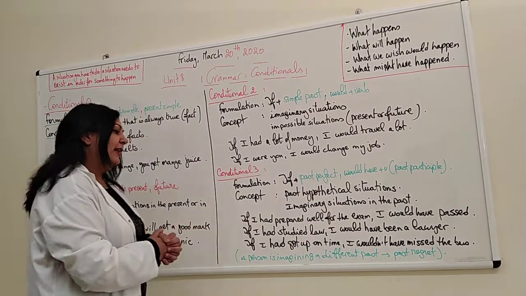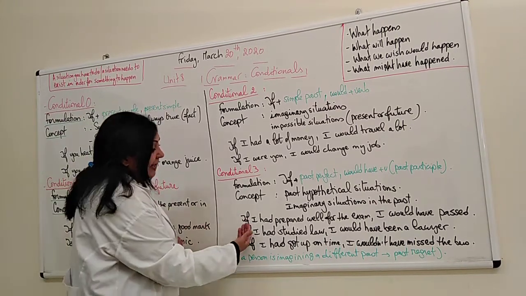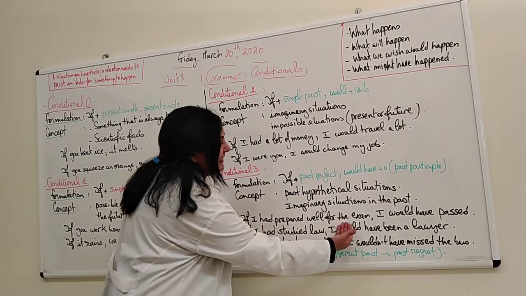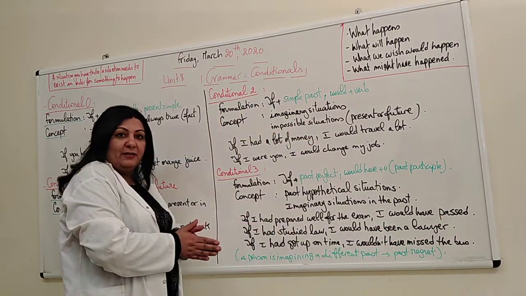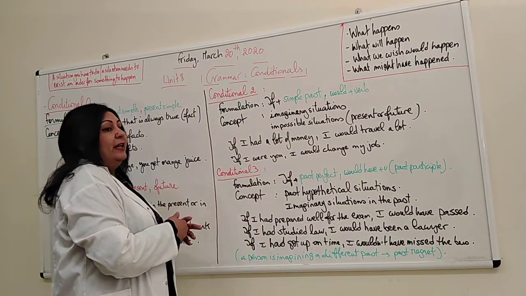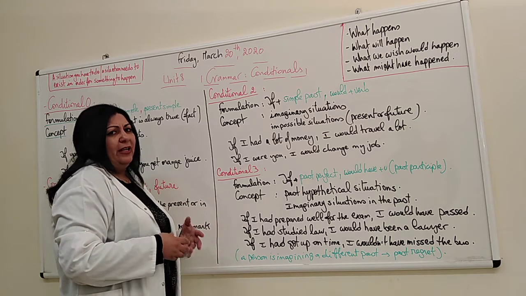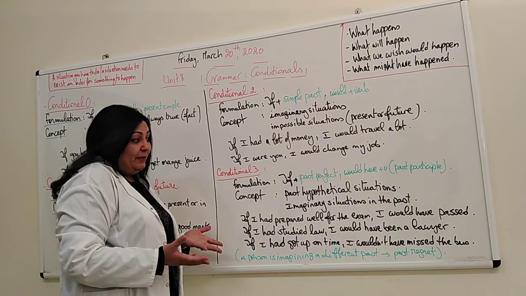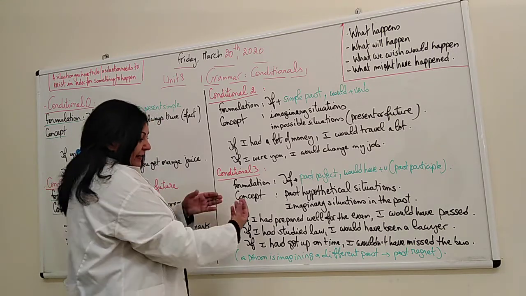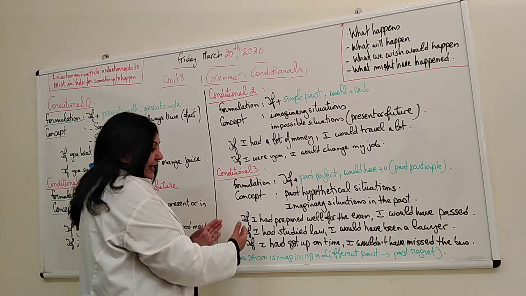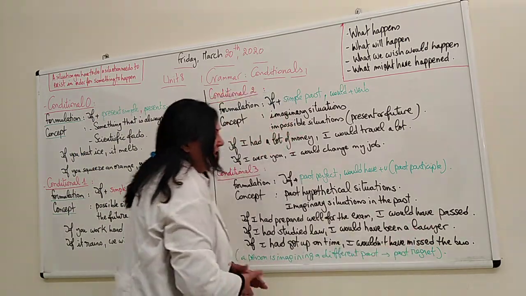Now let's look at the examples. Example 1. If I had prepared well for the exam, I would have passed. But last year, I wasn't lucky. I didn't prepare well for the exam. That's why I'm repeating this year. But here, I want to express my regret in this sentence. If I had prepared well for the exam, I would have passed.